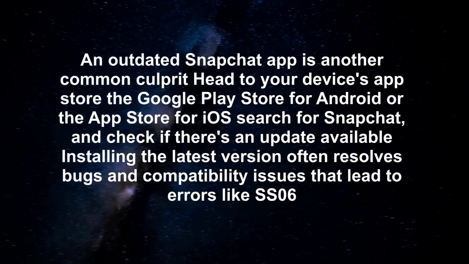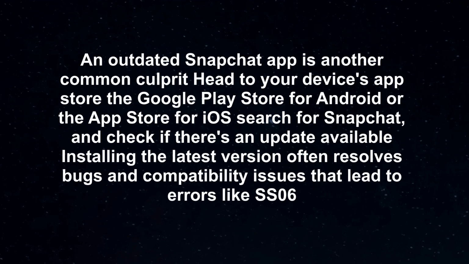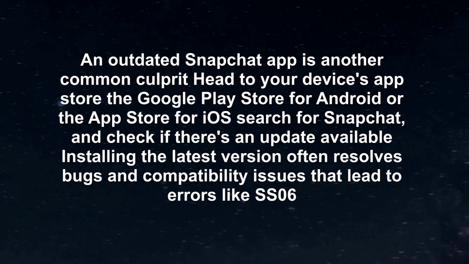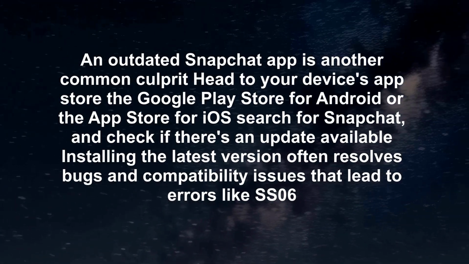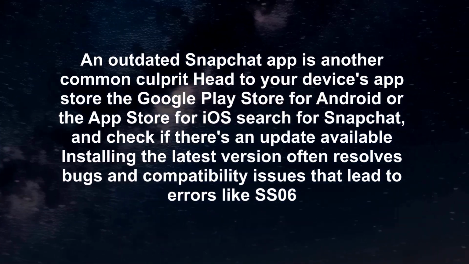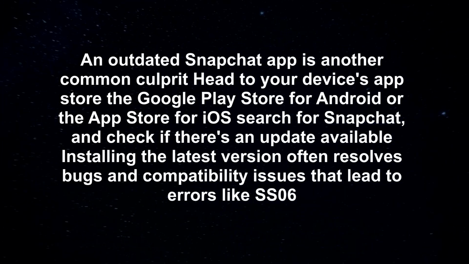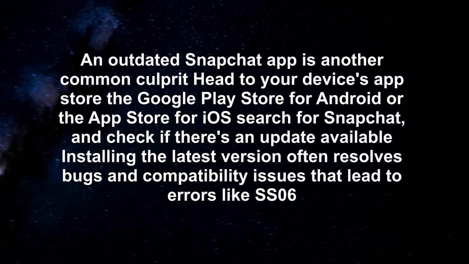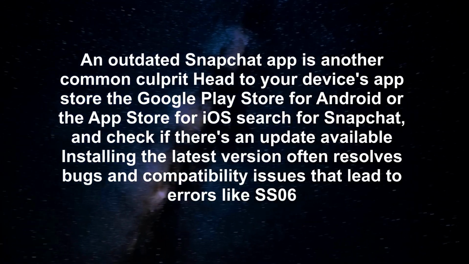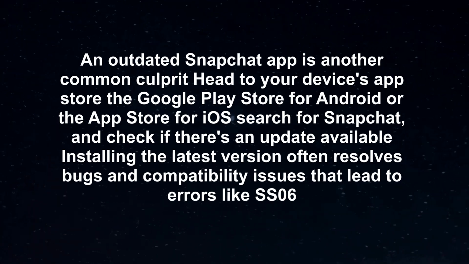An outdated Snapchat app is another common culprit. Head to your device's app store, the Google Play Store for Android, or the App Store for iOS. Search for Snapchat, and check if there's an update available. Installing the latest version often resolves bugs and compatibility issues that lead to errors like SS06.